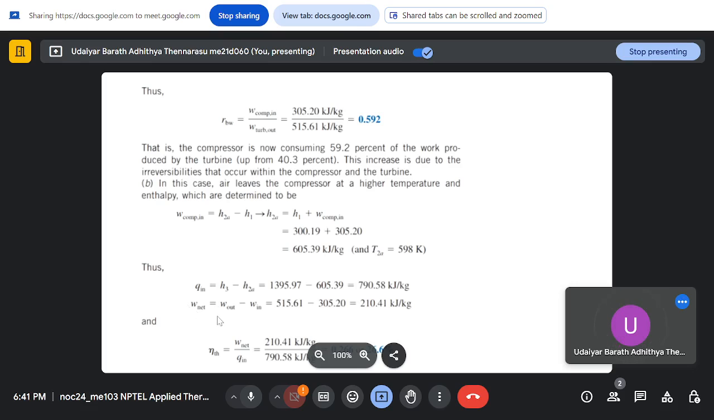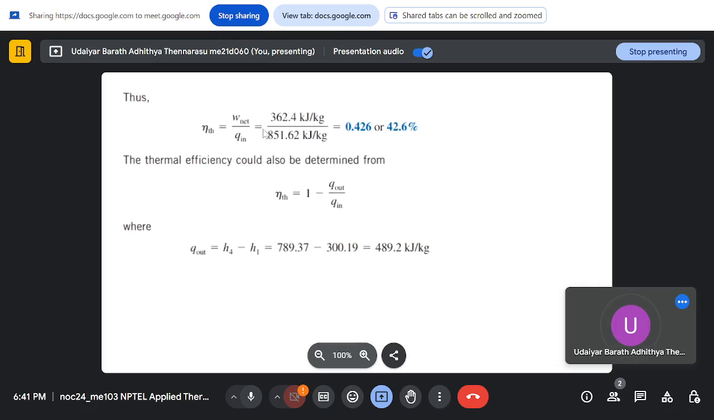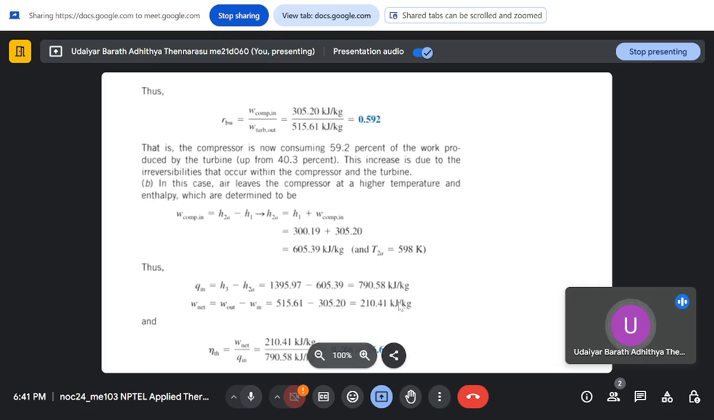So the net work can be found with the work estimated with the efficiencies of the turbine and compressor. The net work will come out to be 210.41 kilojoule per kg. Previously, if you see, the net work was 362.4, so that has dropped to 210.41 kilojoule per kg because of the irreversibility and the efficiency of the turbine and compressor. So with this, the efficiency is now W net by Q in, which is 210.41 divided by 790.58, which comes out to be 26.6%.